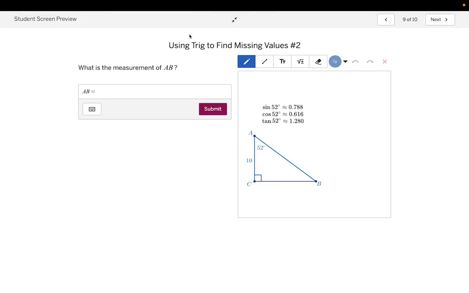Okay, so here is the extra example from does most go along with your checkpoint? So slide 9, using trig to find missing values. What is the measurement of AB? If we look at the picture, segment AB is this one right here. And we can tell that that's the hypotenuse because it's across from the right angle. So I'm just going to go ahead and label it as the hypotenuse.